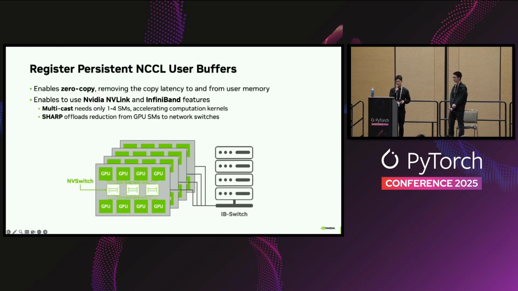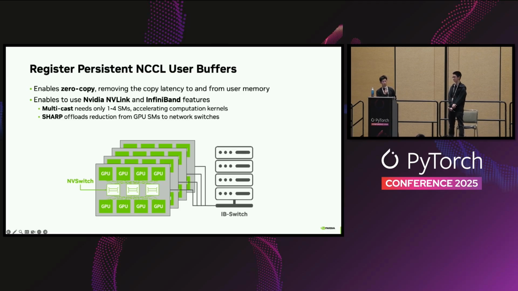So we use NCCL user buffers. We basically use the capability of NCCL to register user-defined CUDA memory, and then we avoid any need of copy and make the buffer itself self-contained for send and receive and operate. This enables zero copy, so we remove all the overhead of the extra copy latency.